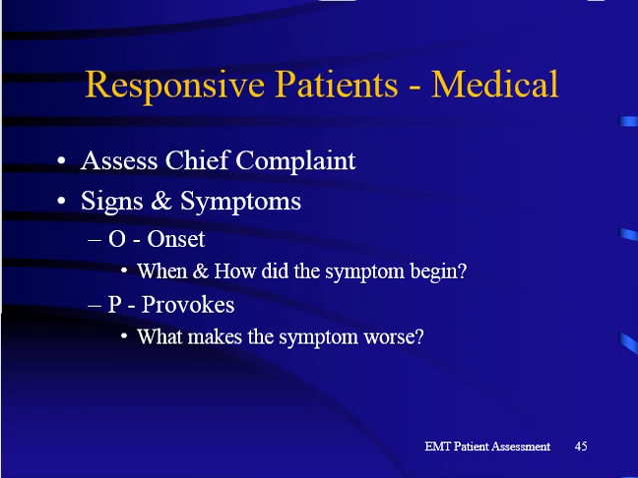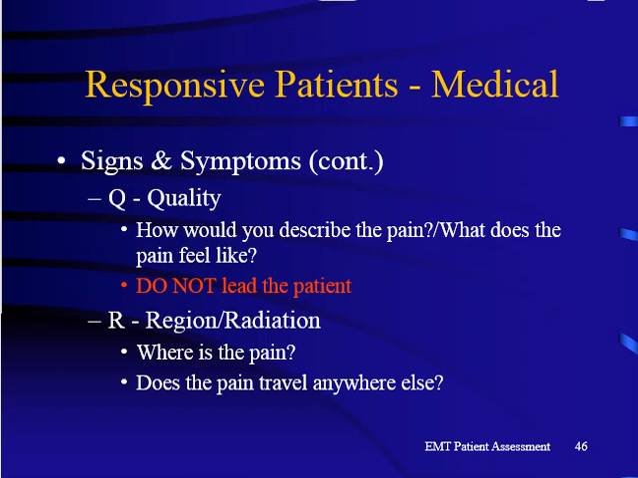Responsive patients under medical, assess their chief complaint, their signs and symptoms. Another thing that we'll use for medical patients whenever we're looking at their signs and symptoms, if grandma's sick, when did she have the onset? If she has chest pain, when and how did the symptoms begin? This is what we call OPQRST. Onset, what provokes it, makes the symptoms worse. Signs and symptoms as we go through. Quality, how do you feel?